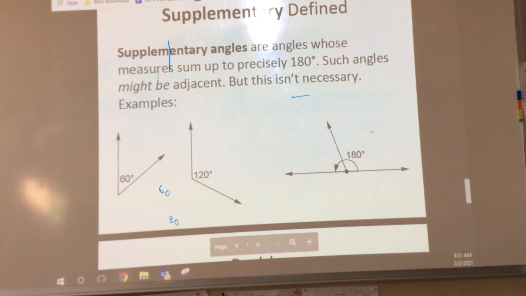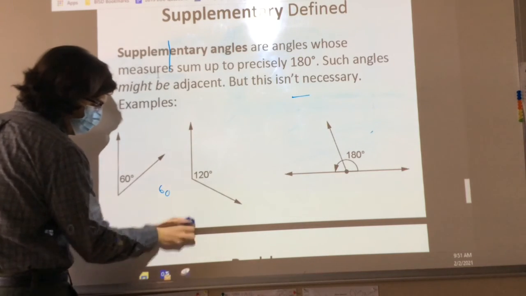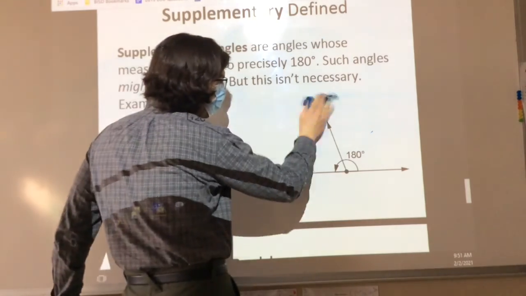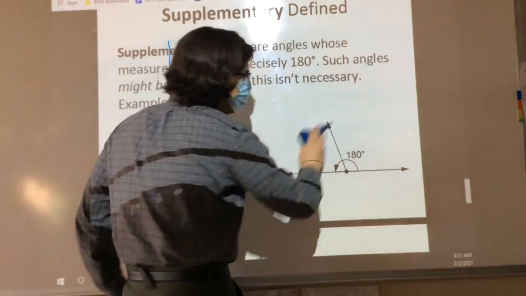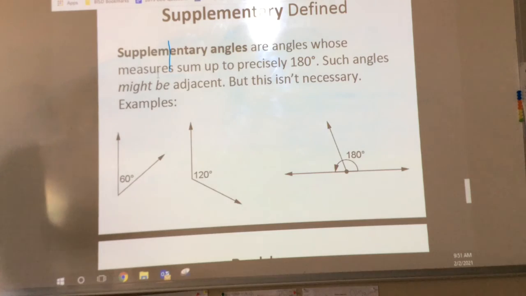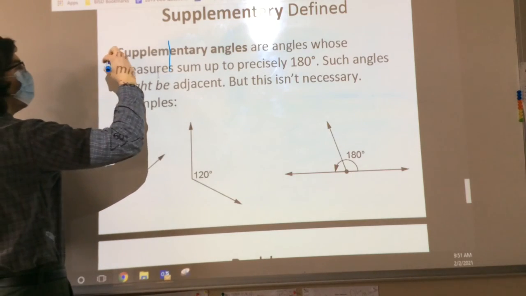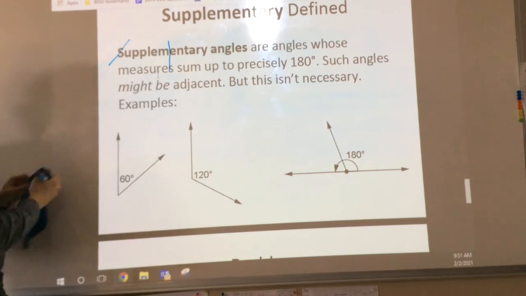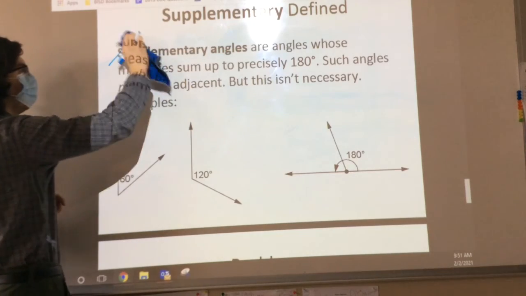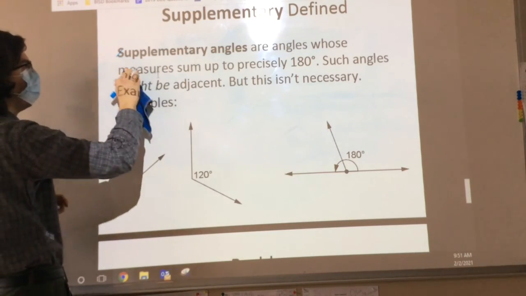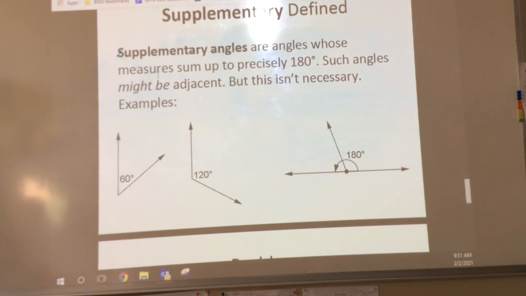Supplementary, the next word of the day. Supplementary means 180 degrees. But Josh, guess what? I have an even better way for you to remember that. If I take a line and I draw it through my S, and then I clean it up a little bit, what number have I made? An 8, right? And supplementary means 180. Complementary is 90, supplementary is 180.